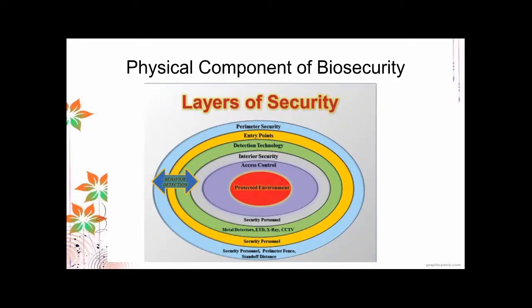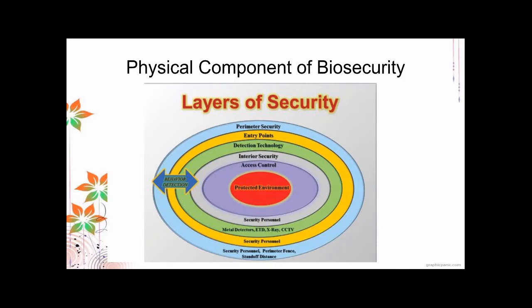Now, how about the physical component? The physical components of biosecurity are actually layered. So it's best to do layered security. You have, of course, the outermost layer, perimeter security. They can be fences, the outside fence. And then entry points, the gates inside. And then how will you detect if there are any unwanted personnel entering your facility? And then, of course, the security of the interior.